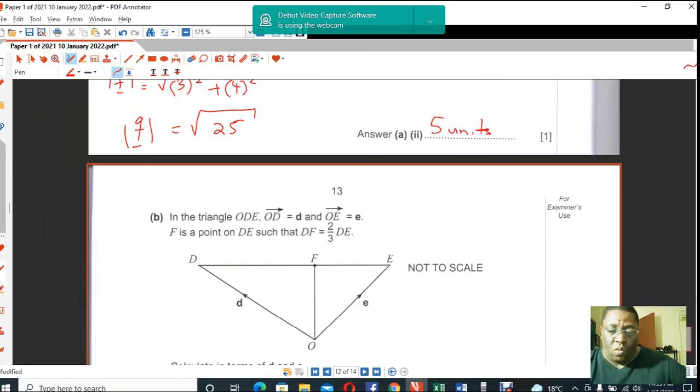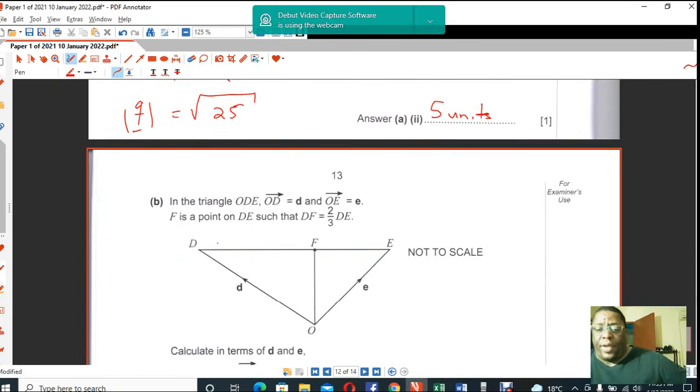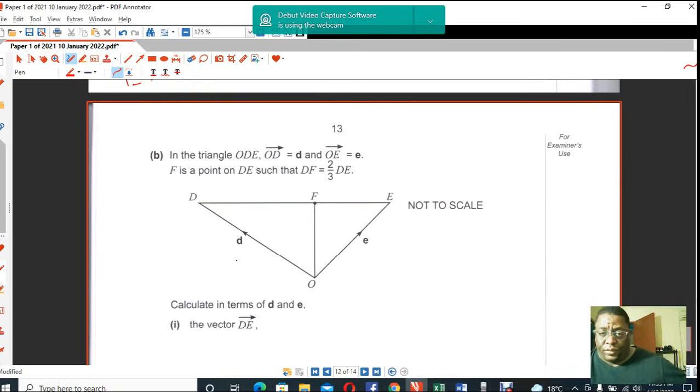As well as a little bit more work to it. You have a triangle, and it's very important information here: they say that OD is equal to vector D, and OE is equal to vector E, as you can see, pointed out there by the arrows.